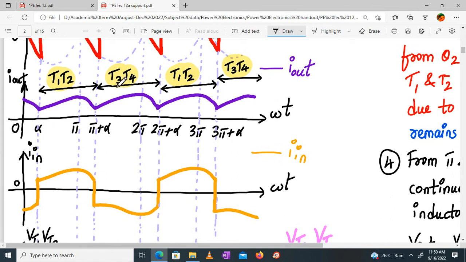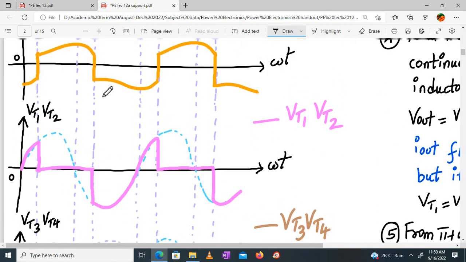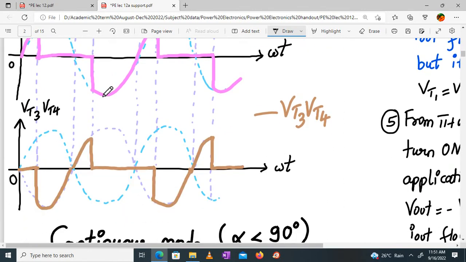So whenever T3 and T4 are on, I out is equal to minus I in. And whenever T1 and T2 SCRs are on, I in is equal to I out. Simple. Now, what about the voltage across the SCRs T1 and T2? Remember one thing: whenever SCRs T1 and T2 are on, the voltage across them is 0. Whenever they are off, it's equal to V. Whenever SCRs T3 and T4 are on, the voltage across them is 0. But when they are off, the voltage across them is equal to minus V.